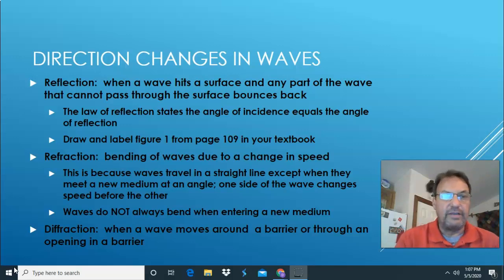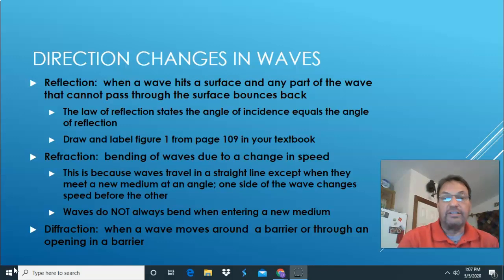The first one is reflection. This is when a wave hits a surface and any part of the wave that cannot pass through the surface bounces back. We see this every morning when you look into the mirror. You see the light bouncing back to our eyes because it cannot penetrate that particular substance. If a wave hits something solid and bounces back, that is a reflection.